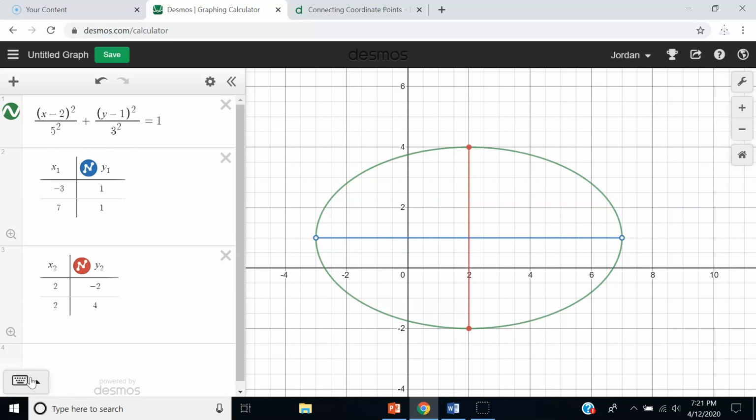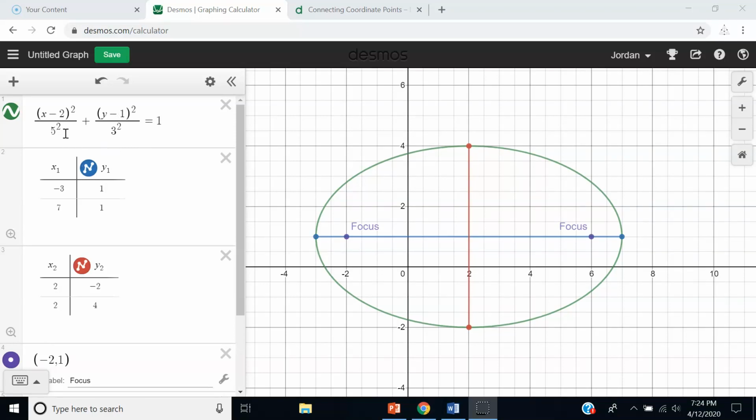2 numbers. I just put them on, but let me explain how I got those. Remember, c squared is a squared minus b squared, so take 25 minus 9, you get 16. C squared equals 16, so c would be 4 in this case. So if you move 4 units along the major axis to the left, you end up at the point -2, 1. If you move 4 units from the center on the major axis to the right, you end up with the other focus at 6, 1. So that's what those focus points or foci are, okay?